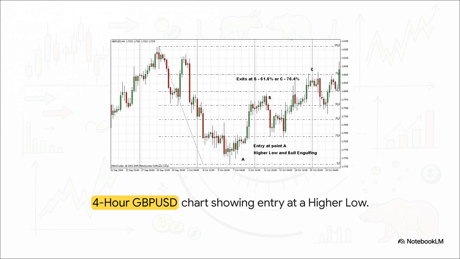Boom! It hits the retracement level perfectly, giving us a textbook entry on a higher low, totally confirmed by a strong bullish engulfing candle. That right there is the hidden grid in action.